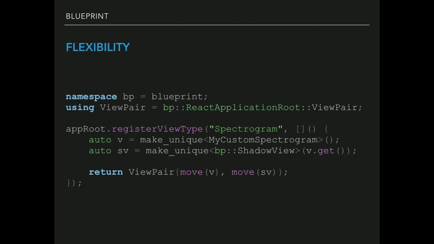So we have this register view type method, and this basically tells React, hey, when I have open bracket, spectrogram, close bracket, this is what I want to do. This is a factory function. We create, you can see the make unique on my custom spectrogram, and then we assign a shadow view, which is kind of how we deal with layout, but we don't need to get too far into that.